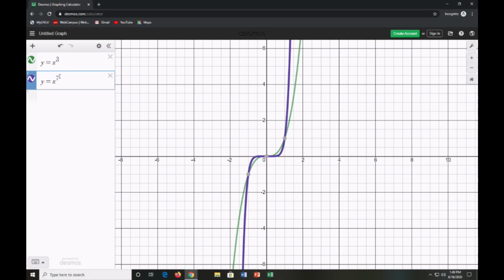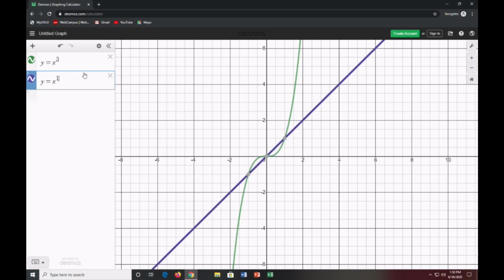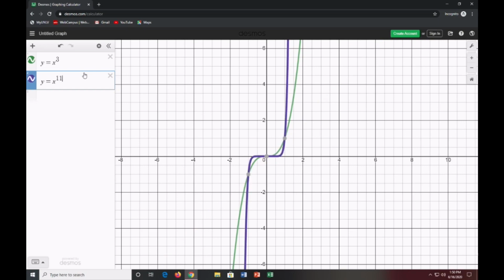Look how flat it gets at that juncture, at that inflection point, as we increase the powers to higher odd powers. So 9, look at that. It looks like a chair now, right? And then 11, look at that. Really flat, doesn't it? Okay, so I just wanted you to see how changing the power would affect the behavior of the function.